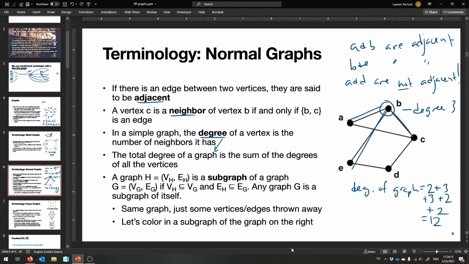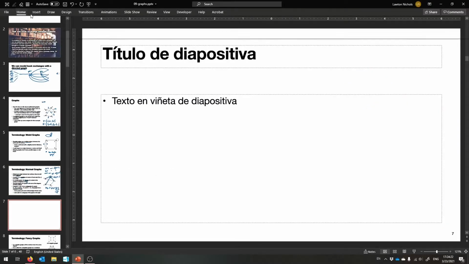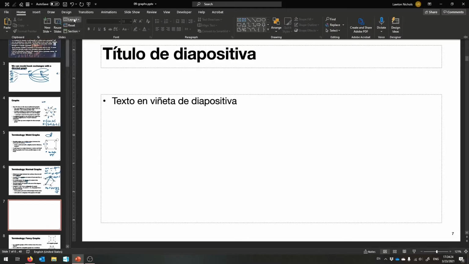And then one other nice thing that we can do is create a subgraph. And I think I've got way too much going on this slide, so let's make a new one to talk about subgraphs. I will copy what we had.